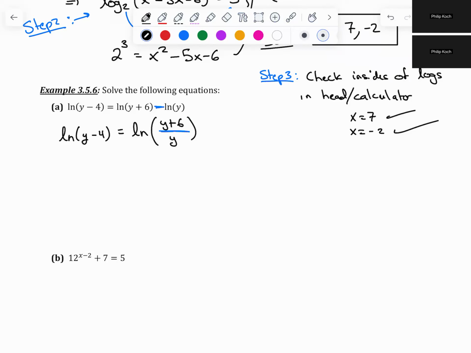I would assume if I was a student in this class, I would probably do that first. And so I want to encounter this situation and show you what to do. Since they're both equal to each other, you can set the insides equal to each other. So that means that y minus 4 is equal to y plus 6 divided by y. And how do I solve that? If you're ever encountered with a situation you've never seen before, think about what you could do. What would be a good idea?